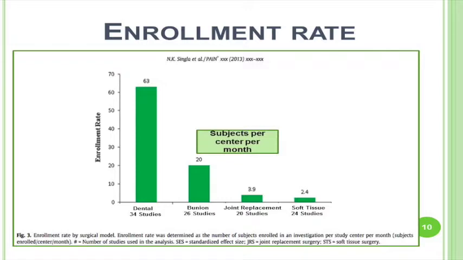One can see that dental studies generally will enroll 63 subjects per center per month, which is just a very large number. Bunion studies, 20 subjects per center per month, joint replacement 3.9, and soft tissue 2.4. These are really large disparities in enrollment rates. Anyone who's been in the pharmaceutical industry for a while knows that projecting site enrollment can be tricky. So having an objective feel of what will most likely happen in a certain model is very helpful.